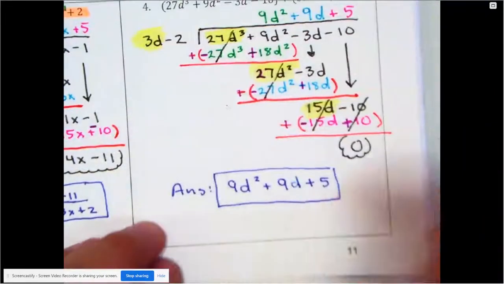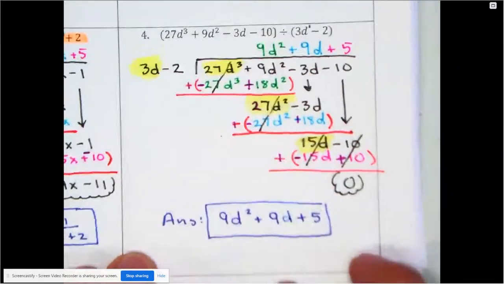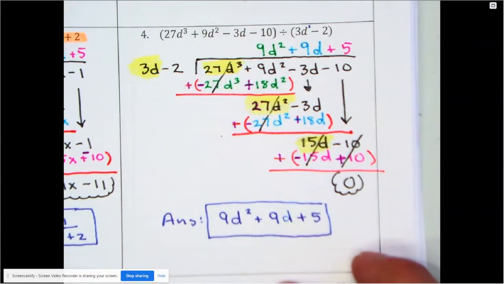No remainder, no fraction. All right, so dividing polynomials, it's just a process. You have to follow the process. Remember, matching using multiplication is the name of the game here.